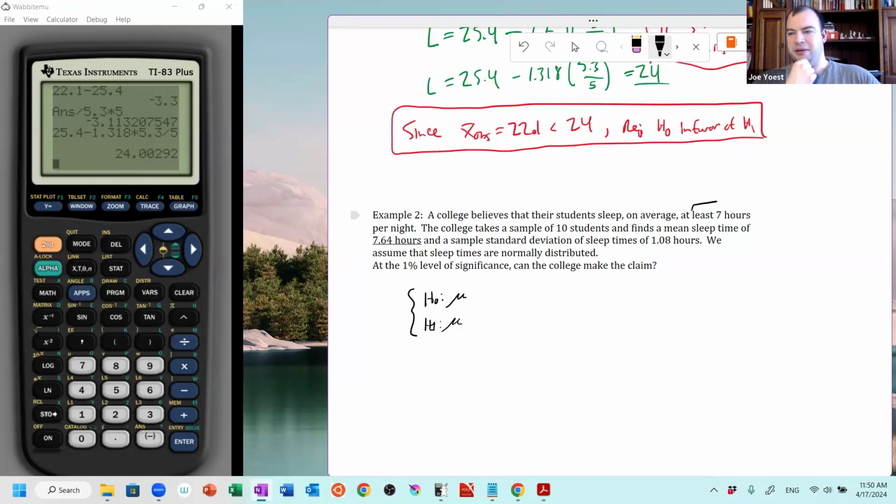And we're trying to make the claim that our students get at least 7 hours of sleep per night. So we're trying to provide evidence that mu is bigger than 7. And we're going to test that against the null that mu equals 7, which again encapsulates all of the mu's less than or equal to 7. If I can reject against a null that's right at that borderline, I could reject against any other null that's further to the left of 7.